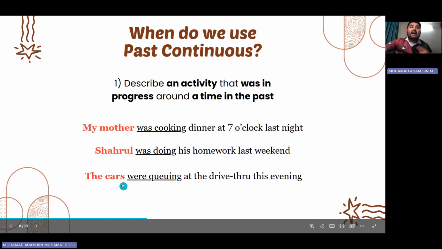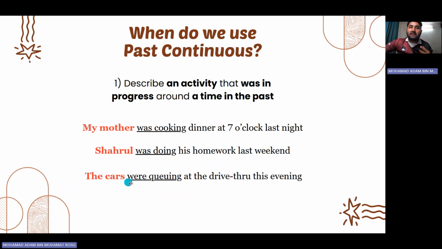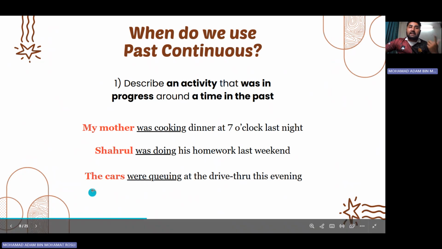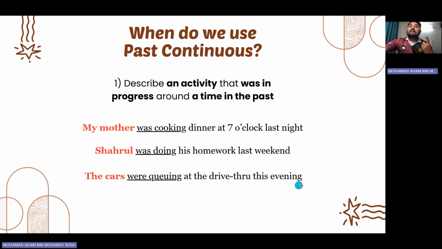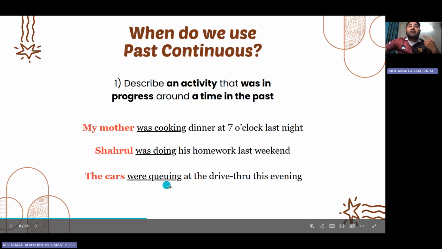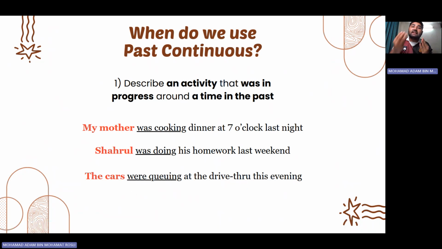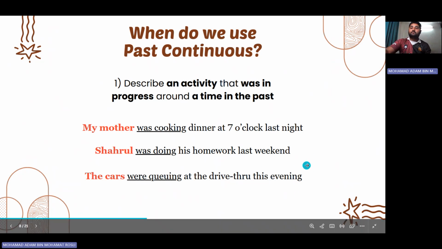Okay, and the last one is the cars. Here there is an S, therefore it is a plural subject. So we use the verb to be, were. And the sentence becomes, the cars were queuing at the drive-through this evening. So it means that this evening, the cars were queuing at the drive-through. The cars were queuing at the drive-through is the activity that was in progress around a time in the past. The time in the past is this evening.